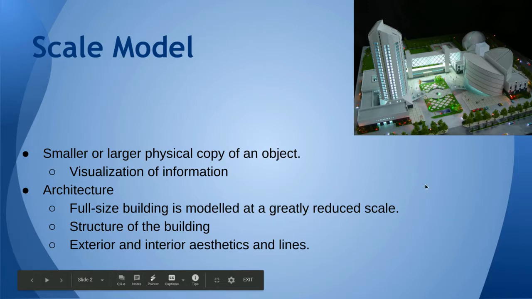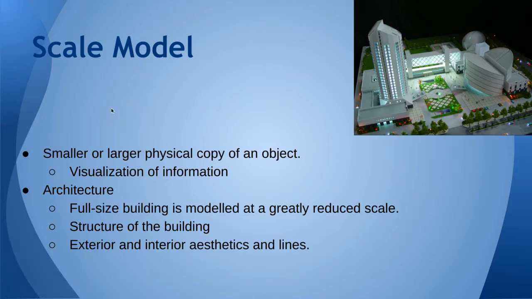All right, here's an example of a scale model. Scale models could be a smaller or larger physical copy of an object. It's a visualization of information. It's used a lot in architecture. A full-size building is modeled at a greatly reduced scale. It shows the structure of the building, shows the exterior and sometimes the interior aesthetics and lines. For example, the picture we have up here.